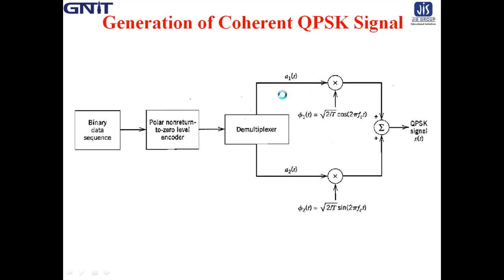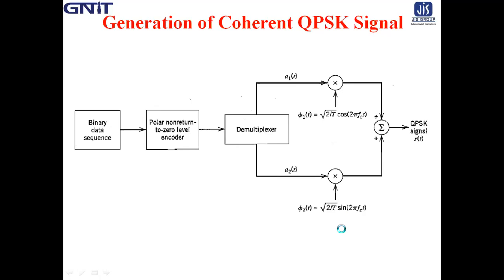The two binary waves a1(t) and a2(t) are used to modulate a pair of quadrature carriers, or orthonormal basis functions phi1(t) and phi2(t), where phi1(t) is equal to square root of 2/T cos 2 pi fc t, and phi2(t) is equal to square root of 2/T sin 2 pi fc t.